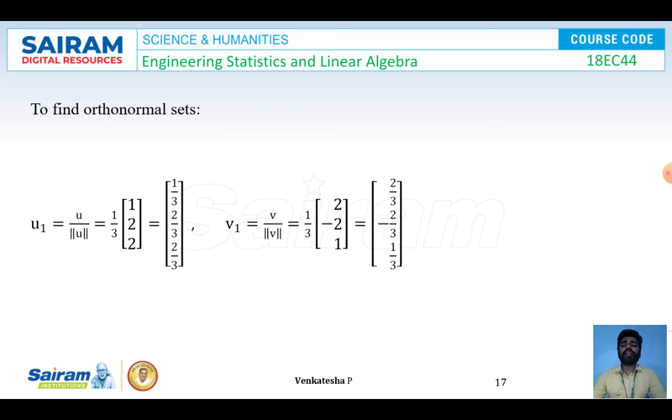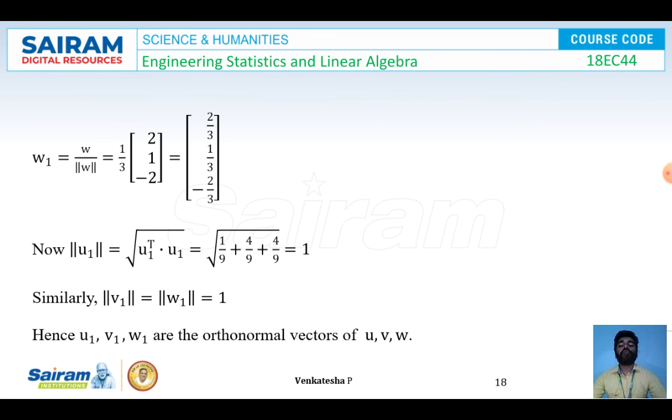The formula to find the orthonormal sets u1, v1, w1: u1 is given by u by norm u. So in this one, I'm going to take the value of norm u, that is 3. So it will be equal to 1 by 3 into u vector, that is 1, 2, 2. By multiplying both, we got the vector 1 by 3, 2 by 3, 2 by 3. Similarly, I'll be finding v1. So v1 is equal to v by norm v, 1 by 3 into 2 minus 2 1. By multiplying 1 by 3 inside, I got 2 by 3, minus 2 by 3, 1 by 3.